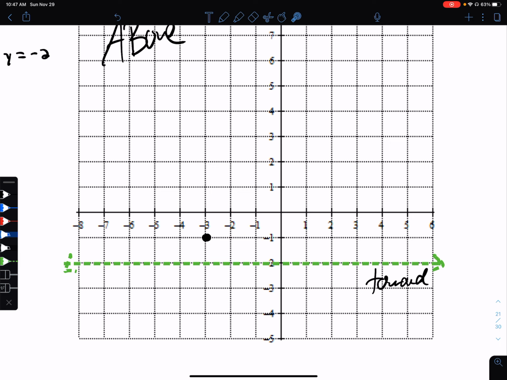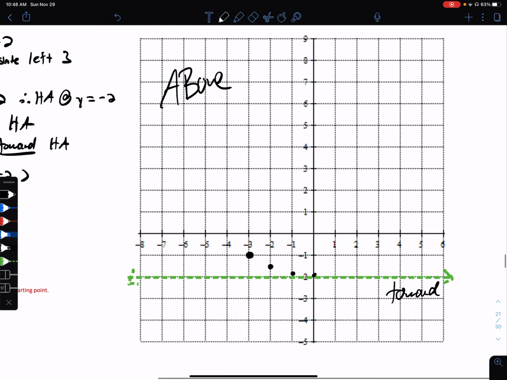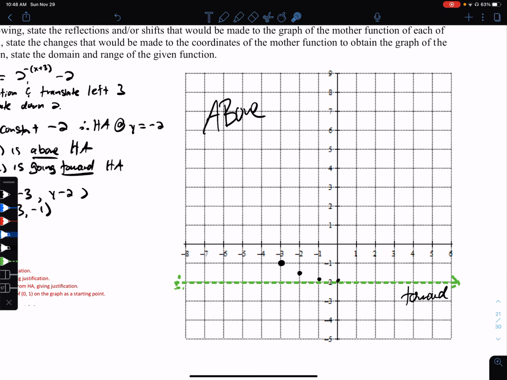It's above the horizontal asymptote, which I expected. As I go to the right, it's supposed to grow towards it. So as I go to the right, every time I go to the right one, the distance between the point that I'm drawing and the previous point is half the distance to the horizontal asymptote. If I move to the left, the distance is going to double. So it's 1, then it's going to be 2, then 4, then 8. 1, 2, 3, 4, 5, 6, 7, 8. So that's what my graph's going to look like.